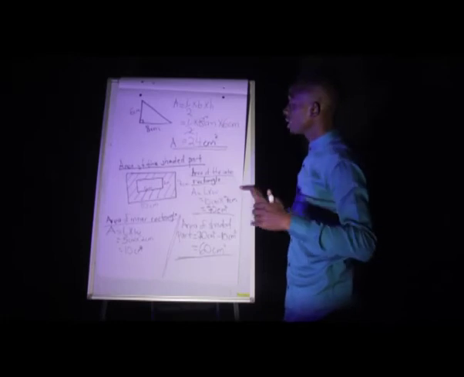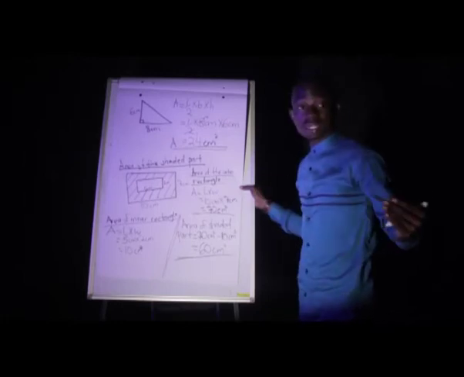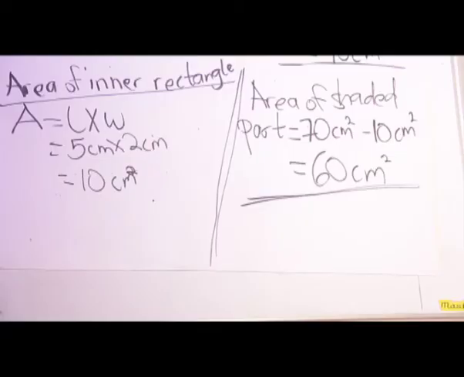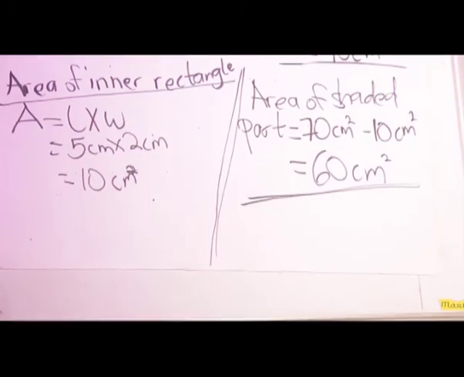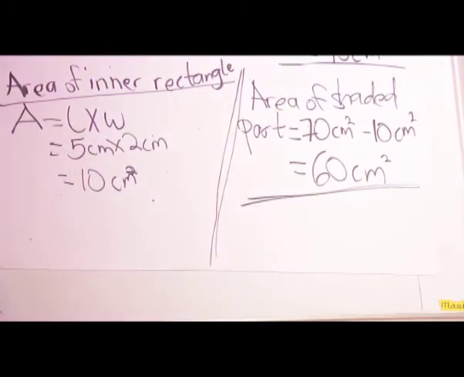So when we're looking at the area of a shaded part, you first determine the area of the figure which is outside, then you also determine the area of the figure which is on the inside, then you subtract the two areas for you to get the area of the shaded part.